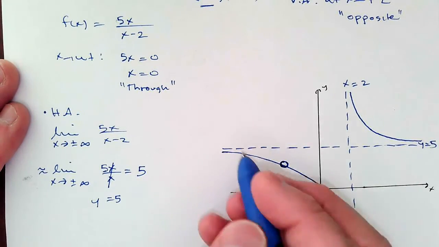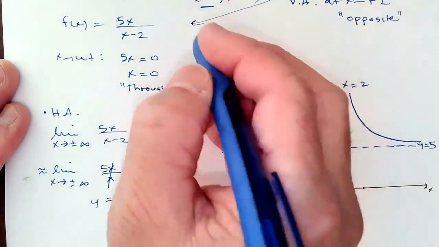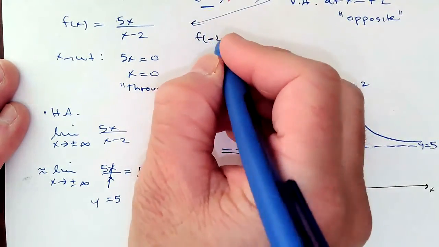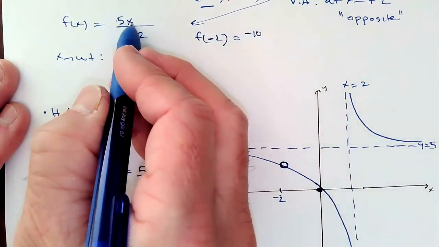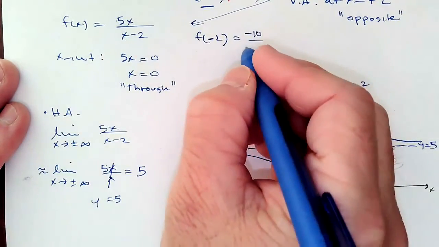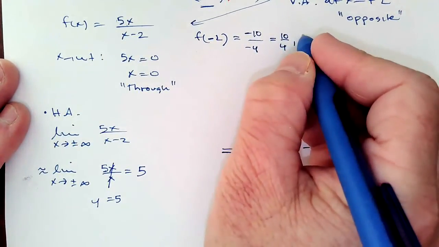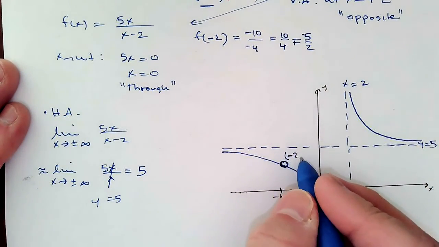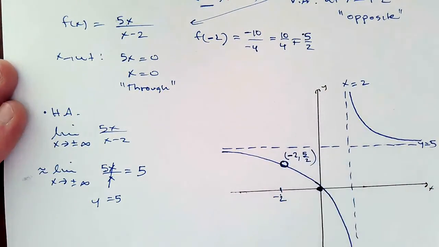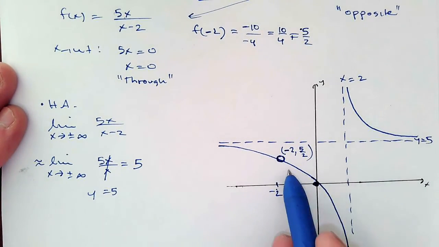If you do want to know where this hole is, you could just plug in negative 2. So let's talk about this hole here. If I plug in negative 2 to what's left over, I end up with negative 10 over negative 4, which is 10/4 or 5/2. So this hole actually has a coordinate (-2, 5/2). Which makes sense, that's below 5.